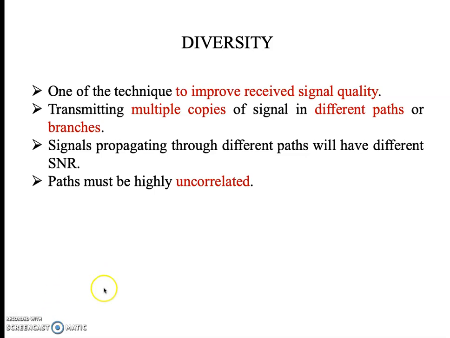In the next point, the signal propagating through different paths will have different signal to noise ratio. This is because as the signal propagates through different paths, each path will have different fading characteristics. Some signals will have deep fading effects, whereas some other signals will not have deep fading effects. So depending upon the fading effect, the signal to noise ratio may vary. And the key point here is the paths through which the signal propagates must be highly uncorrelated.